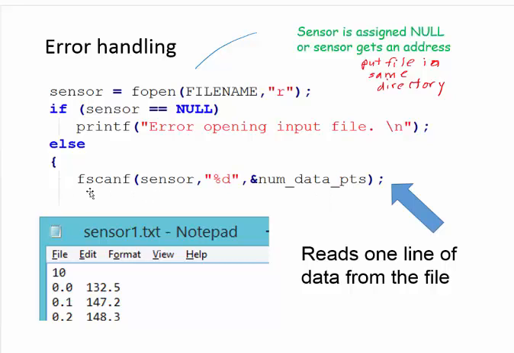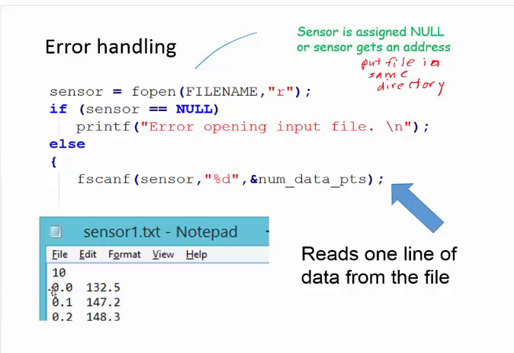So fscanf is a file scanf. It's not a scanf by itself. You're doing a scan from the file. It reads one line at a time. So I'm reading one line at a time from what's happening at the address stored in sensor, where the data file is. I'm going to get that one line. I have to match the data type right here. And then I'm going to store it in this variable with the identifier number of data points.